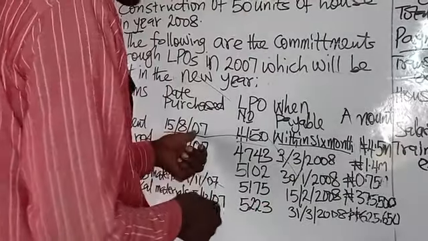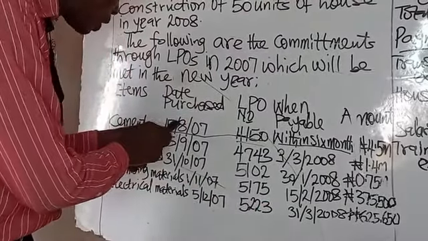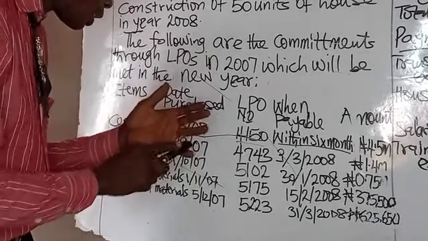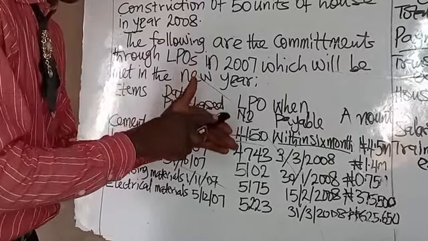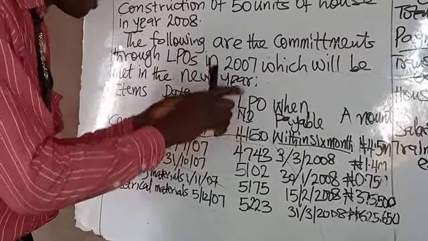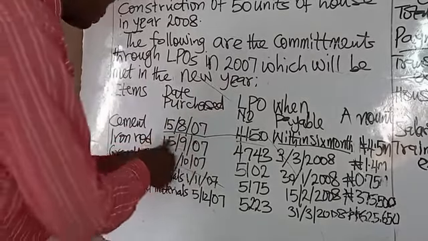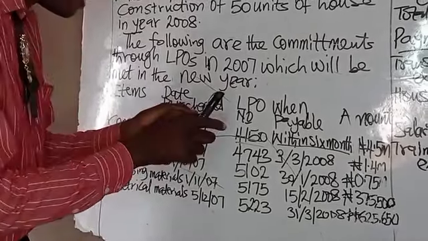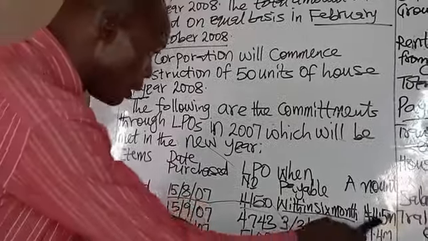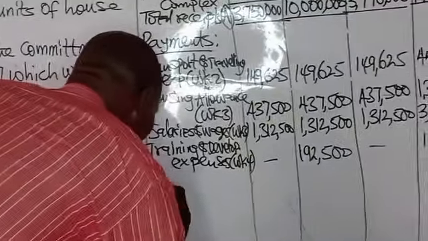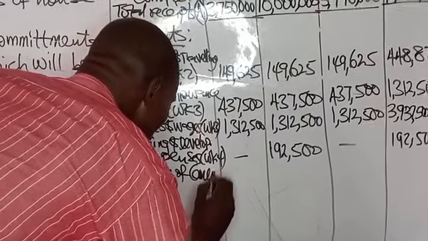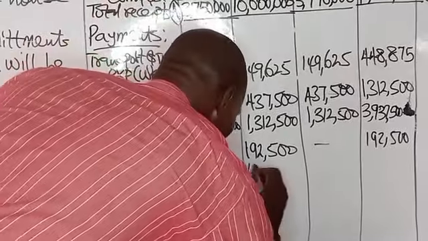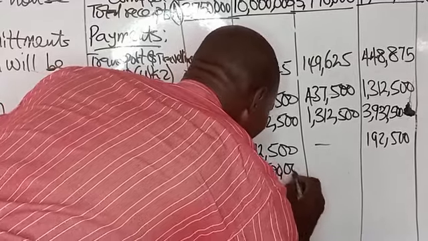Since the date of purchase was August 2007, let's count 6 months from this date. After August, we have September, October, November, December, January, February. That means the date of payment of the cement purchased will be February 2008. And the amount involved is 4.5 million. So we have purchase of cement, which will be paid for in February, 4.5 million.